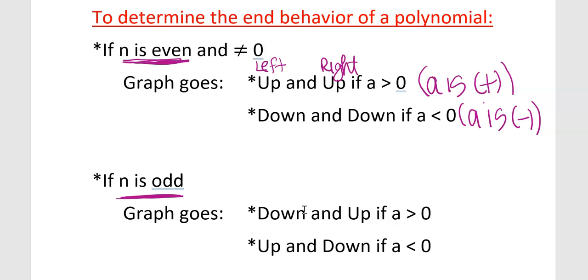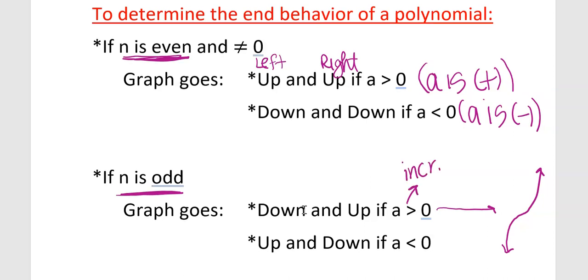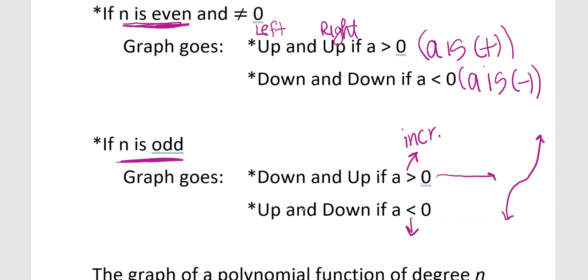Now, if n is odd, then you have one of each. And think of it like this. You're going to go down and up. So on this first one, it would maybe look like this. Okay, also, if it's odd and a is greater than 0, wouldn't that be an increasing function? So I'm going to say this is an increasing function. This one right here would be a decreasing function.